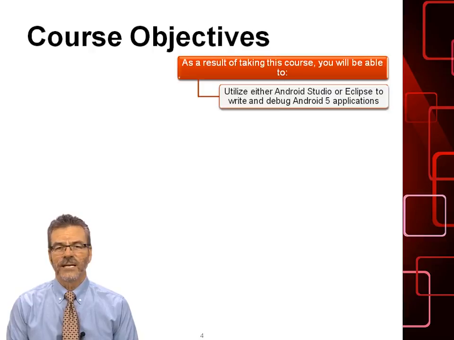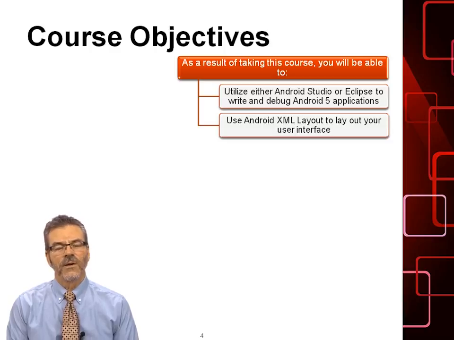Now, our course objectives. There's a lot to learn in this course. As a result of taking it, you will be able to use Android Studio or Eclipse to write and debug these Android 5 applications. You'll also learn how to use what's called Android XML layout. This is using XML, the extensible markup language, to lay out your user interface, and you'll see how Android takes advantage of that.